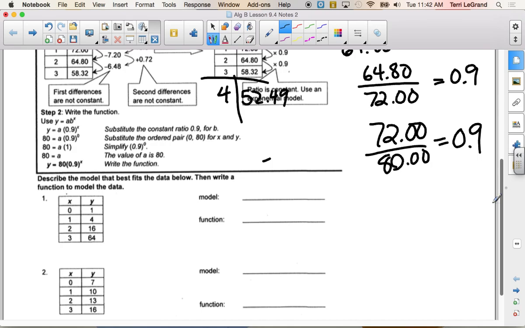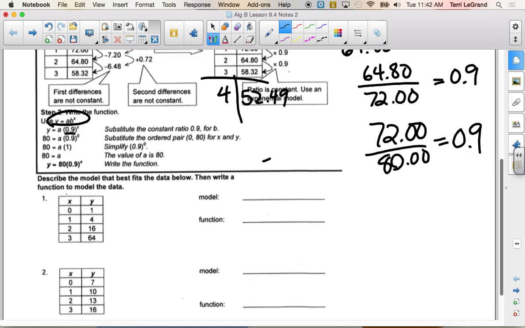Now it says step 2, write the function. So it's an exponential function, so we have to use the model y equals a times b to the x power. They put in 0.9 for b, the constant ratio, and then they substituted the ordered pair (0, 80) in for x and y, and look at what they got for a. What did they end up with for a? 80. Did they have to go through all that work?